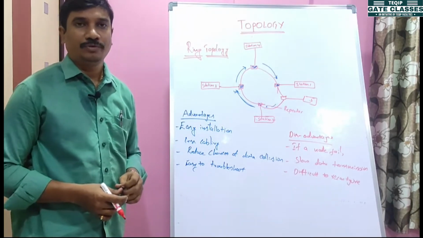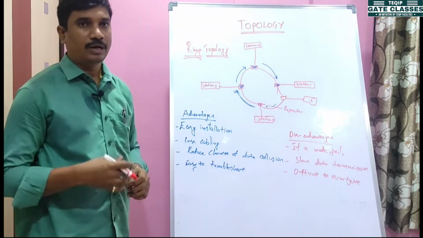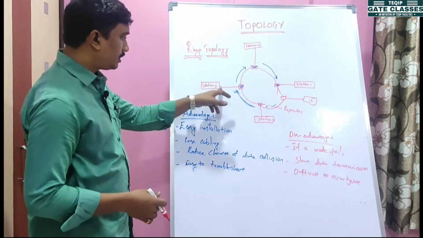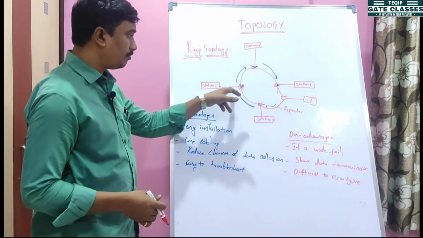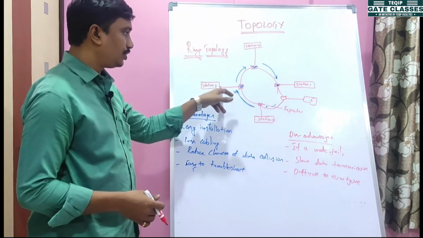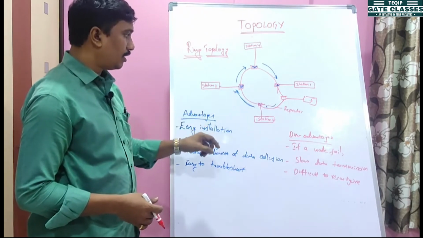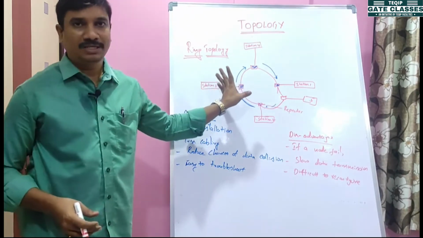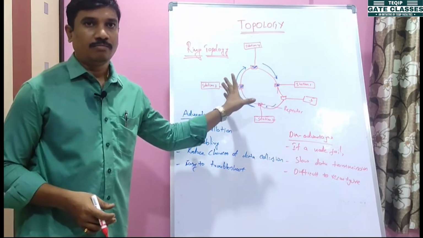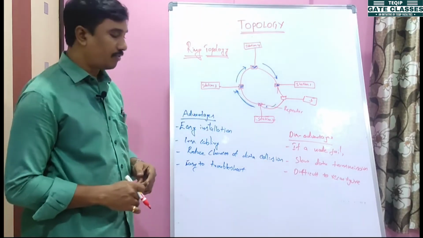Whereas in mesh topology, we have more cables and more ports. But here, only one cable is required from the ring to the station, and only one port is required. But one more device, a repeater, is required. The extra device is the repeater.